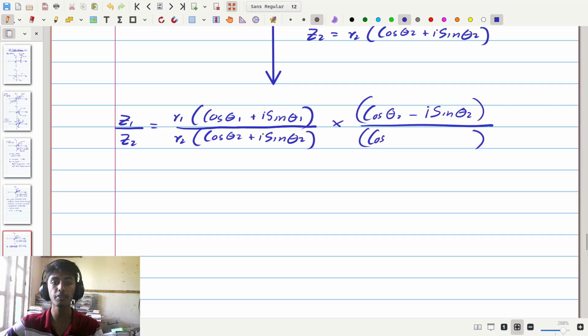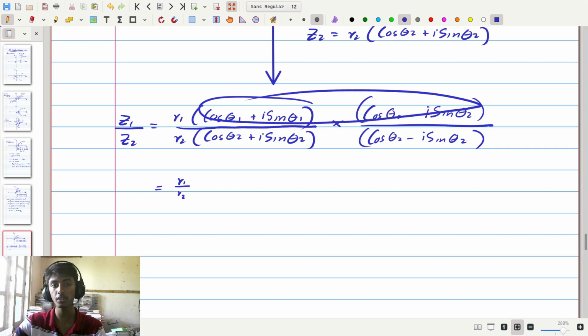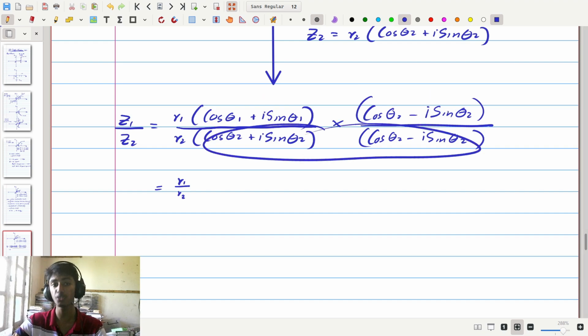So if I do cosine theta 2 minus i sine theta 2 and multiply the top and bottom by this, considering the top, we're going to have R1 divided by R2, which I'm going to leave out, but then we're going to have to multiply these two out, and for the denominator also we're going to have to multiply these two out.